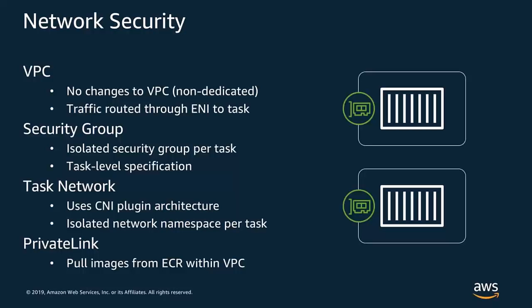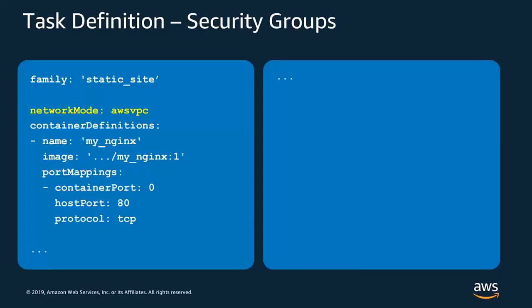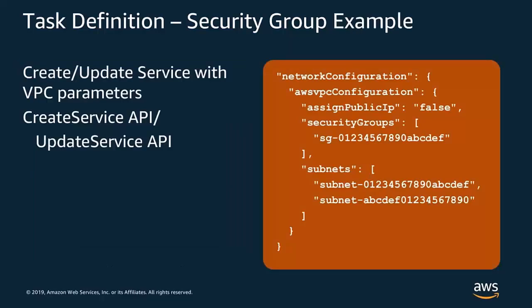An example of configuring the AWS VPC mode for your Fargate task, and this is required for all Fargate tasks, is inside your task definition to specify the network mode as AWS VPC. And then whenever you are creating or updating your service or creating a task, you will specify the security groups and the subnets that belong as part of that, as well as whether you want to assign a public IP or not.